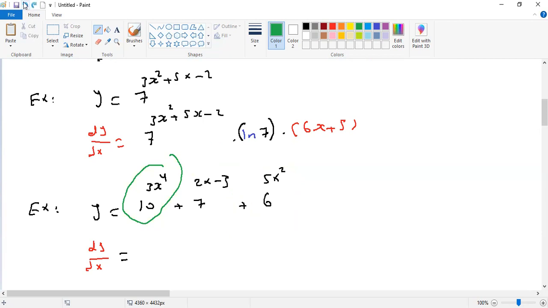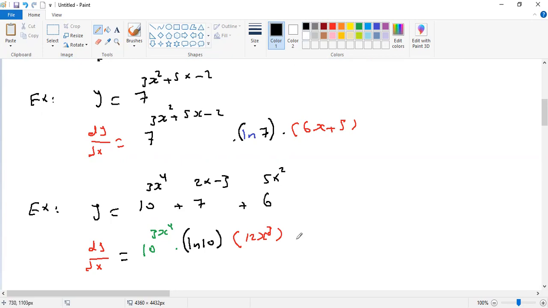Now the first one, 10 to the power 3x to the 4. The base is 10, a constant, and the power is a function of x. So the derivative: rewrite it the same, 10 to the power 3x to the 4, then times ln of the base, ln 10, multiplied by the derivative of the power. The power is 3x to the 4, so the derivative is 4 times 3, 12, and minus 1, so 12x cubed. This is the first one.